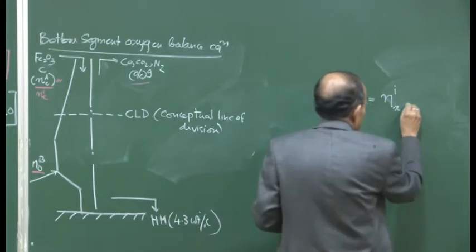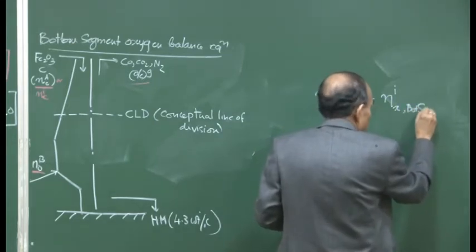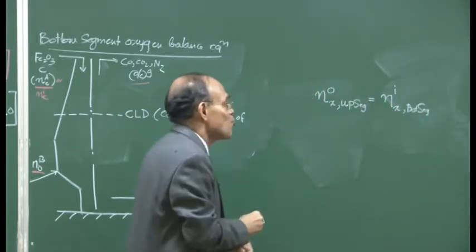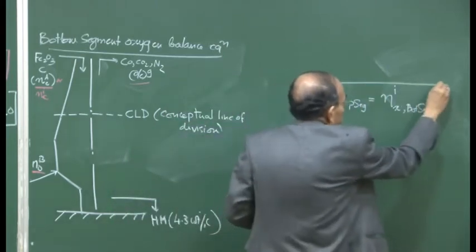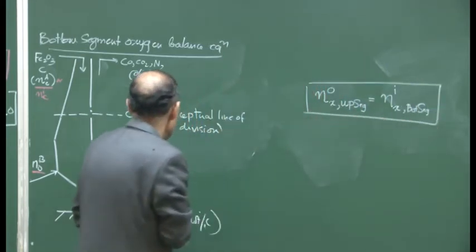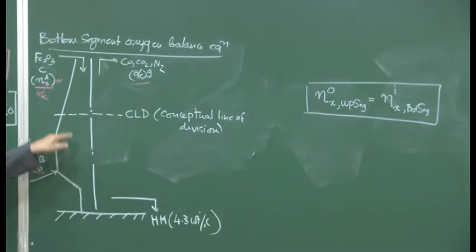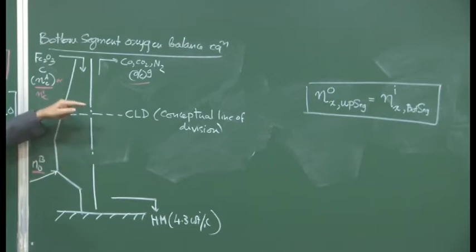This is the bottom segment. That continuity must be respected. And then this conceptual line can be placed anywhere you want, but we will place it at a suitable location. I will tell you where that location is. The conceptual line of division divides the furnace into two different halves.